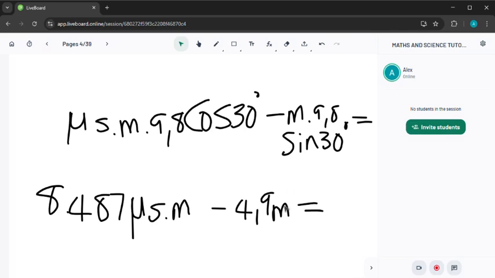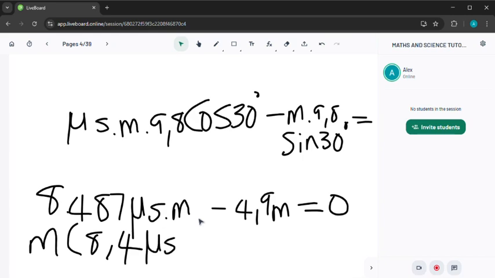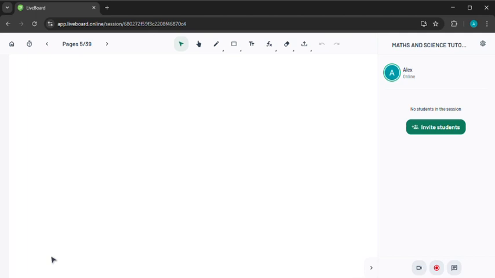Therefore, how can we try to deal with this? Because we've got two unknowns, the static frictional force coefficient and also M. Let's take M as a common factor. So it's going to be M into 8,4, the coefficient of static frictional force minus 4,9. And then if we divide by M on both sides, we are going to be left with 8,4 coefficient of static frictional force minus 4,9 is equal to 0.